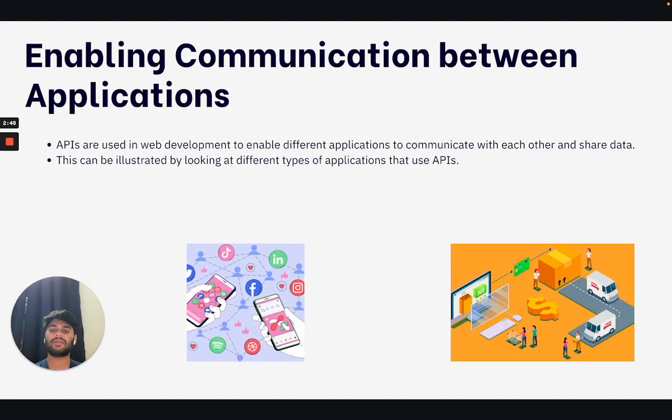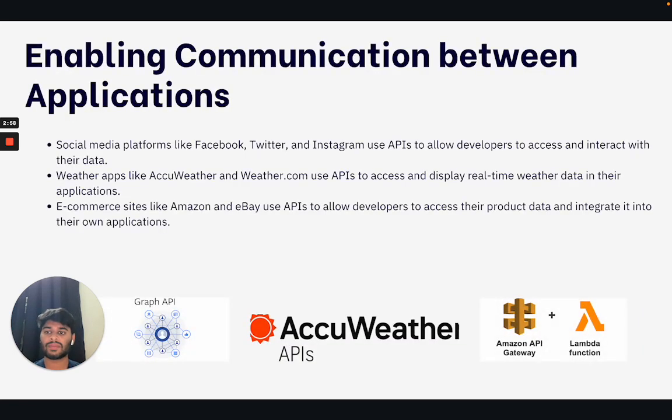APIs are used in web development to enable different applications to communicate with each other and share data. This can be illustrated by looking at the different types of applications that use APIs. Social media platforms like Facebook, Twitter, and Instagram use APIs to allow developers to access and interact with the data. For example, a developer might use the Facebook API to create an app that allows the user to log in to their Facebook account and share content from their Facebook timeline.